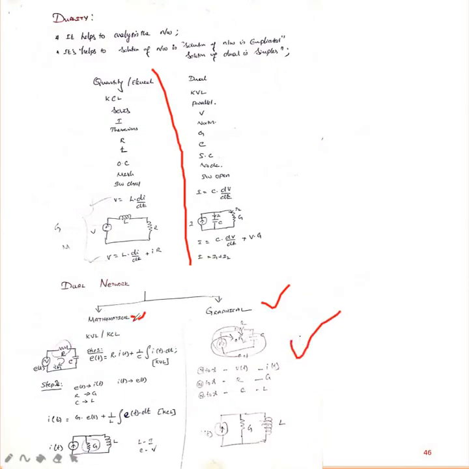Next is the mathematical method. The mathematical method means using Kirchhoff's voltage law. You write the equations, then write the dual terms, substitute the dual terms, and after substituting, draw the diagrams. That's why the graphical method is the simplest one.